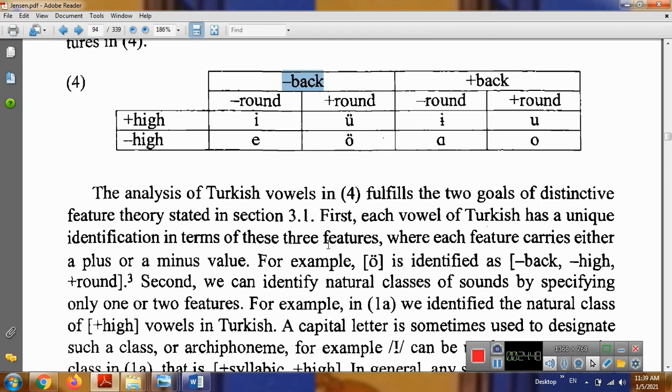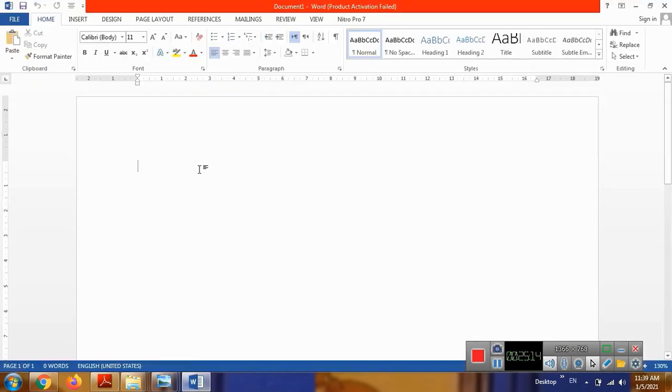For example, in the definition of natural class, we defined natural class for you, but here, according to the table, I want to describe it. When I want to describe E in Turkish, for example, someone asked me to describe the E vowel in Turkish. We should put this square bracket, which shows the phonetic form of that vowel.